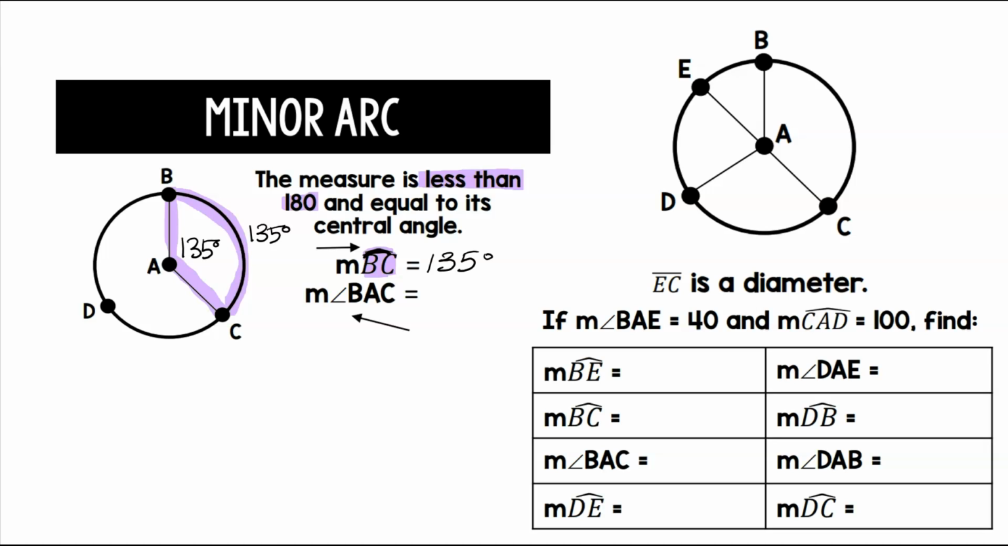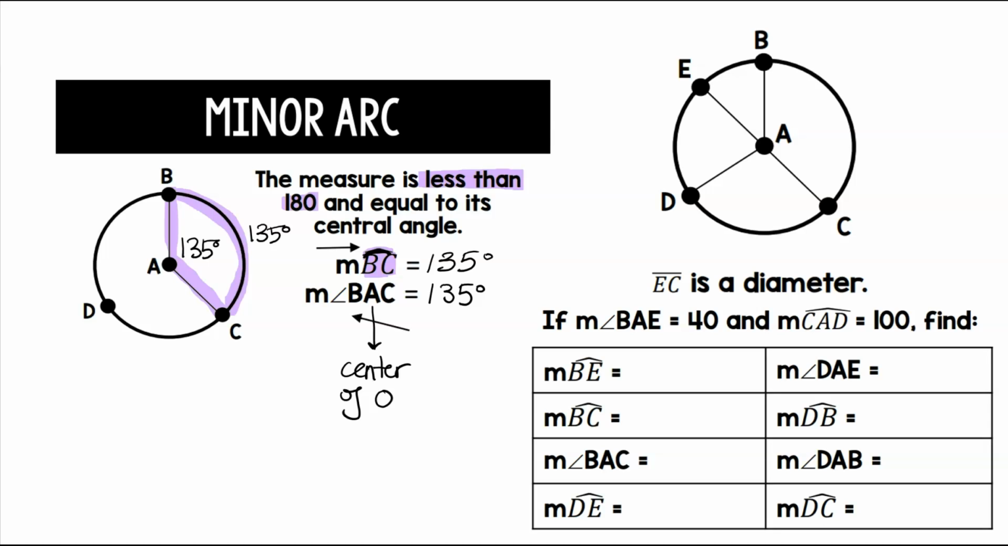We know that's a central angle because its vertex is on the center. So that A right there is the center of the circle. Because it's the center of the circle, it makes it a central angle, and a central angle is equal to its intercepted arc. So therefore it measures 135 degrees.